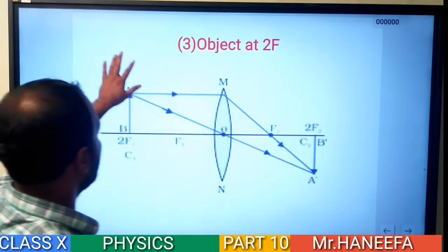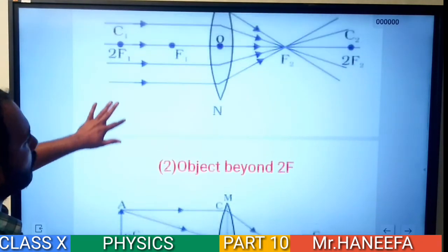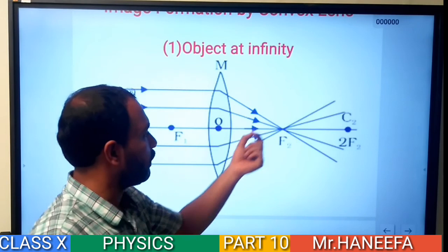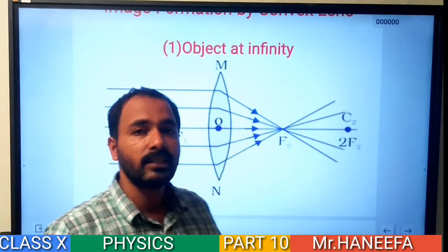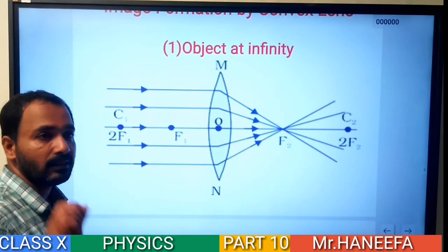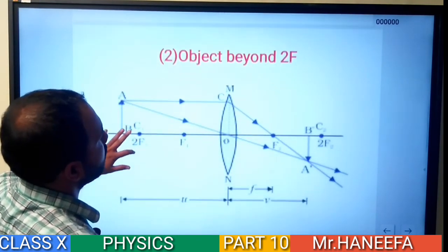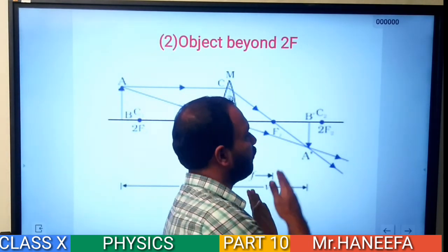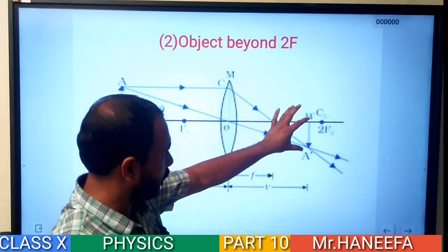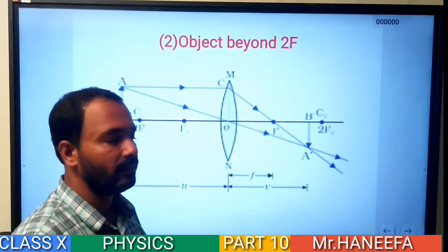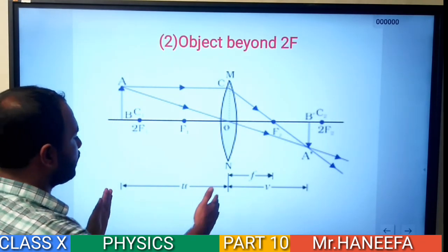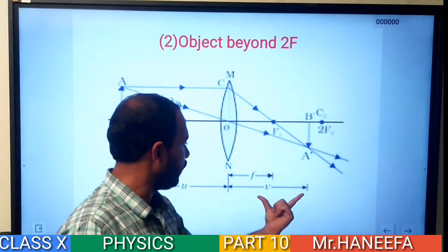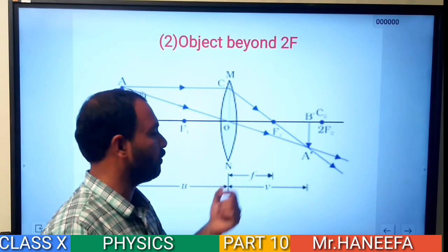So today we discussed three ray diagrams. First one, when object is placed at infinity, image is formed at the focus. This image is highly diminished and point sized. It is real and inverted. In the second case, object is placed beyond 2F, so image is formed between F and 2F. Here image is diminished, real and inverted. Then object distance is denoted as u. U means object distance, v image distance, f focal length.